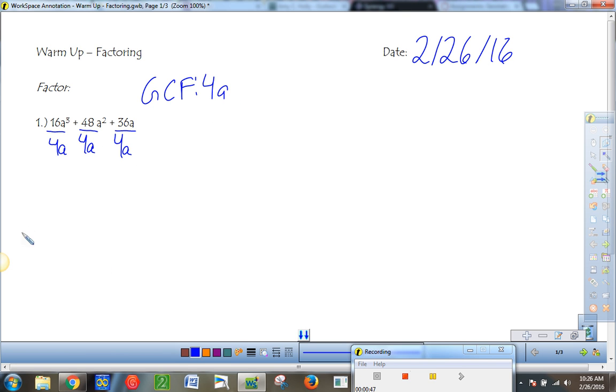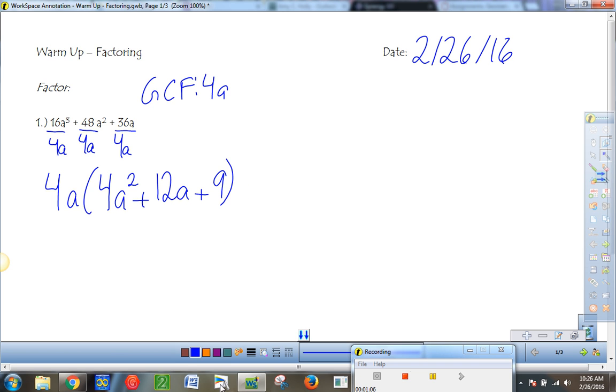And you're actually going to divide each one. That's what you're going to do. So if you have a 4A that you're taking out, what's 16 divided by 4 going to give you? 4. And then if you have A to the third, and you take an A out of there, you get an A squared, which is really nice. Got a plus sign. 48 divided by 4? 12, good. And then that A squared, if you knock down an A from it, is just an A. Beautiful. And 36 divided by 4? 9. Good. And then A divided by A?